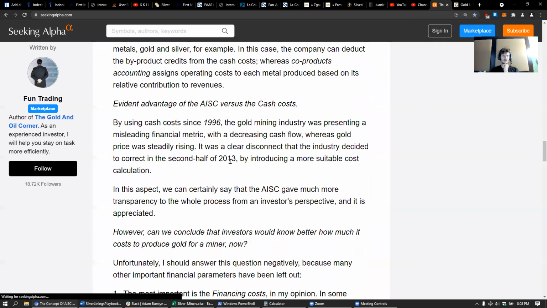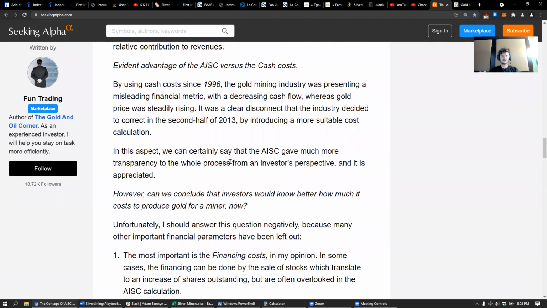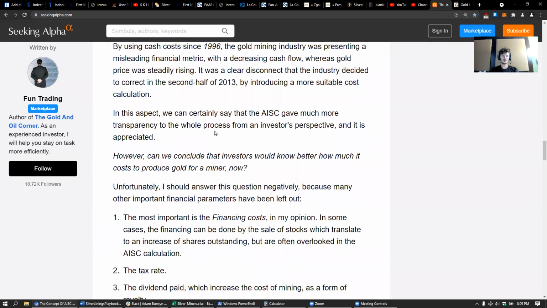So let's save that. Evident advantage of the AISC versus the cash cost: by using cash cost since 1996, the gold mining industry was presenting a misleading financial metric, with a decrease in cash flow whereas the gold price was steadily rising. It was a clear disconnect that the industry decided to correct in the second half of 2013 by introducing a more suitable cost calculation. So it is much more transparent from an investor's perspective, and it is appreciated.